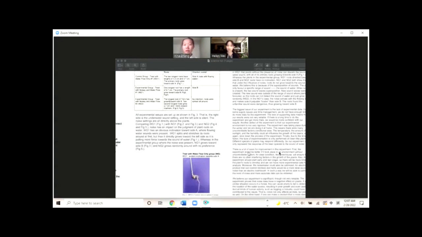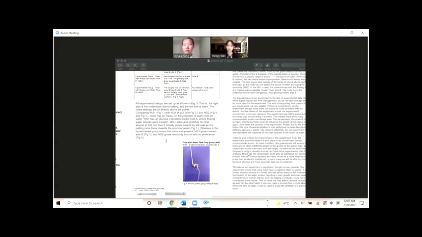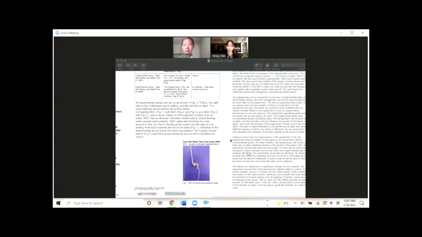The biggest issue of our experiment is the lack of experimental data. Due to some supply issues and time management, we did not have enough time to do more trials for the experiment. Lack of supporting data means that our results were not very reliable. If there were more time, we would be more confident in our results.